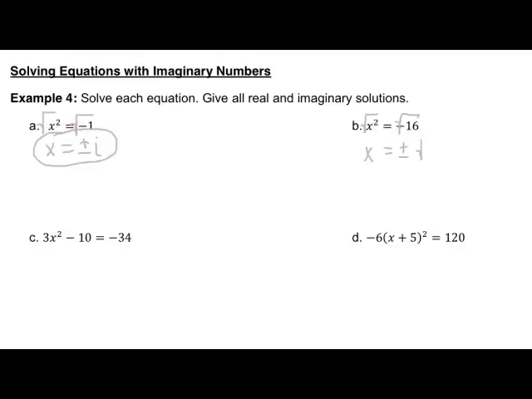And this is plus or minus the square root of -1 times the square root of 16. We know that the square root of -1 is i, so x equals plus or minus i. And we know that the square root of 16 is 4. And again, we always write our coefficient first, so this is x equals plus or minus 4i.